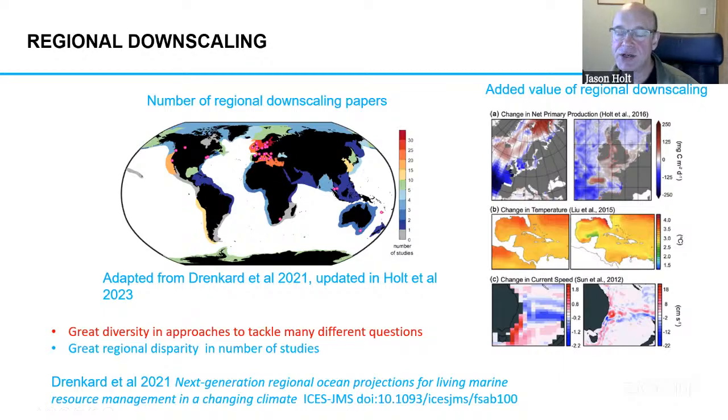And you'll see that in each of the downscaling cases, it provides new information that is qualitatively very different from what's provided by the global model.